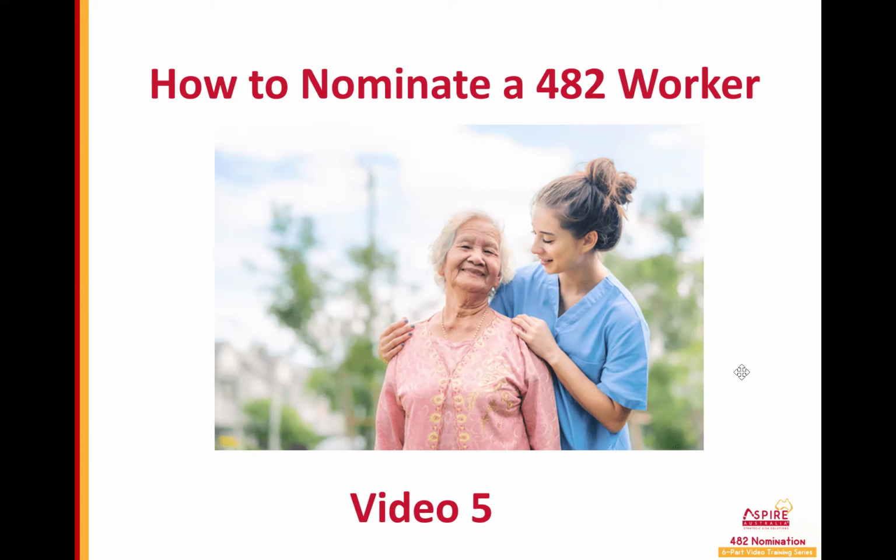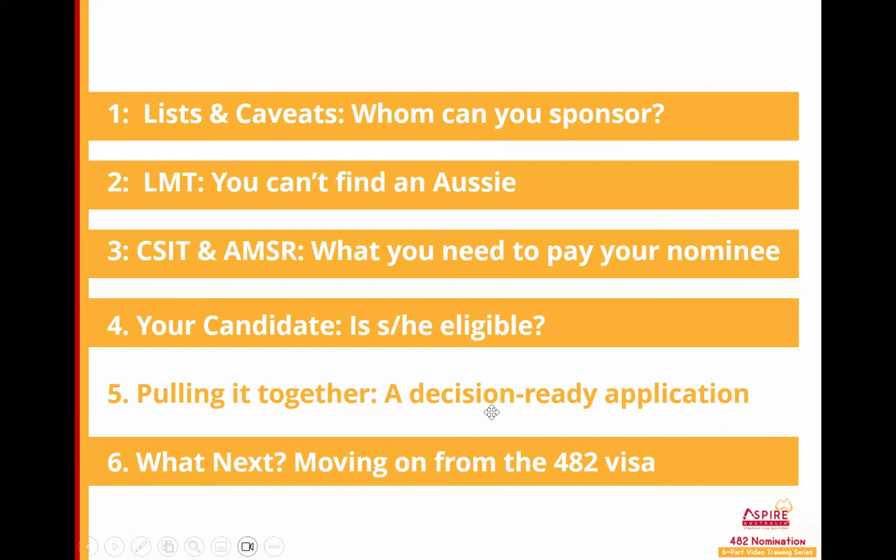We're up to video 5 today, where we're going to pull together what we've learnt so far. In video 1, we looked at the list of occupations and whether your position aligns with an available occupation. We've looked at labour market testing, when it applies and how to go about it. We've also looked at what you need to pay your nominee in terms of minimum salary levels and how to determine whether your candidate meets the requirements for the visa.